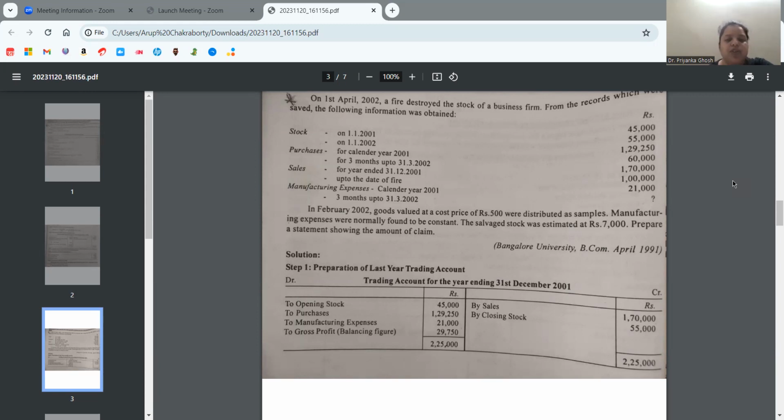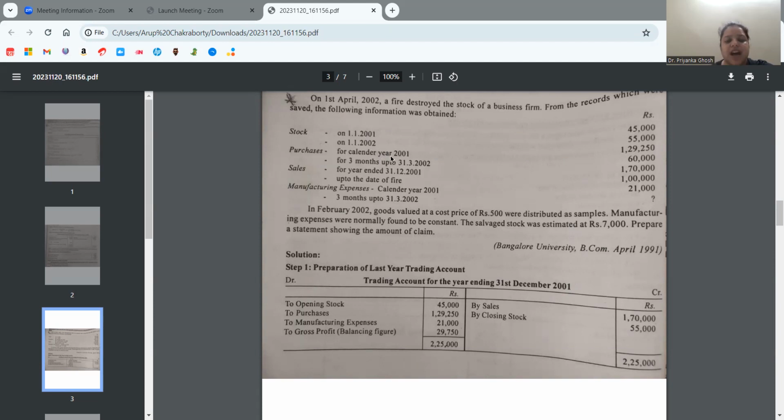Before going to the calculations, let me see what the question is telling. On 1st April 2002, a fire destroyed the stock of a business, and from the records, they have given the stock for two dates. The first is 1/1/2001, the other is 1/1/2002. 1/1/2001 is the opening stock, and 1/1/2002 is the next year's opening stock, meaning this year's closing stock. So that is how we have to understand it.